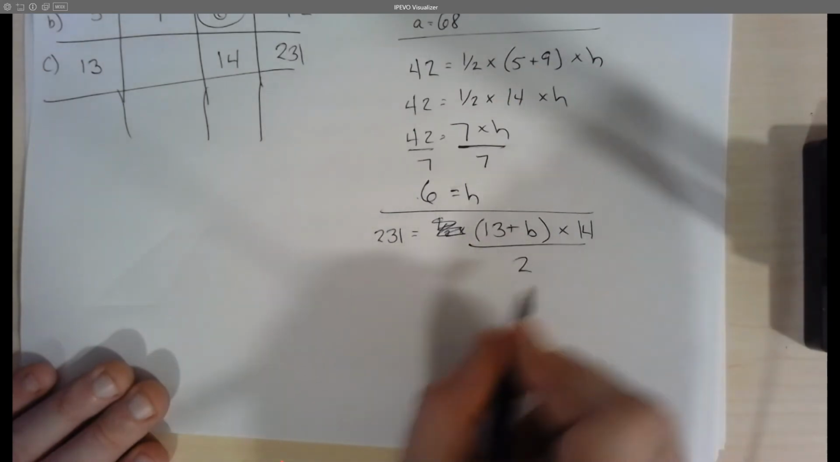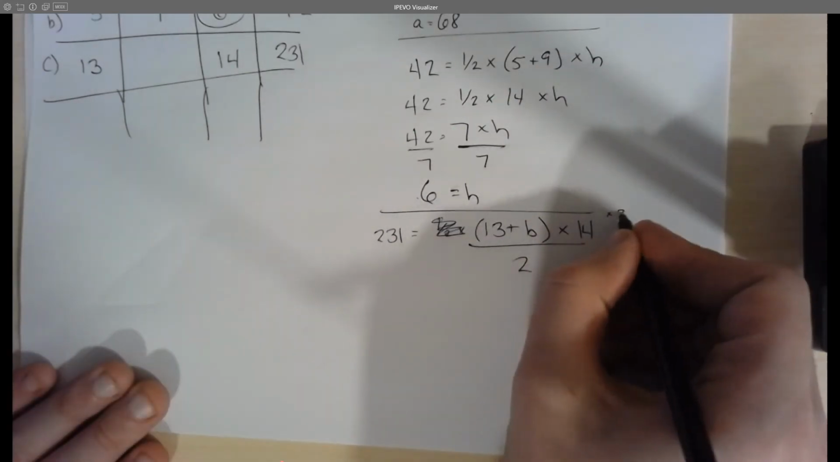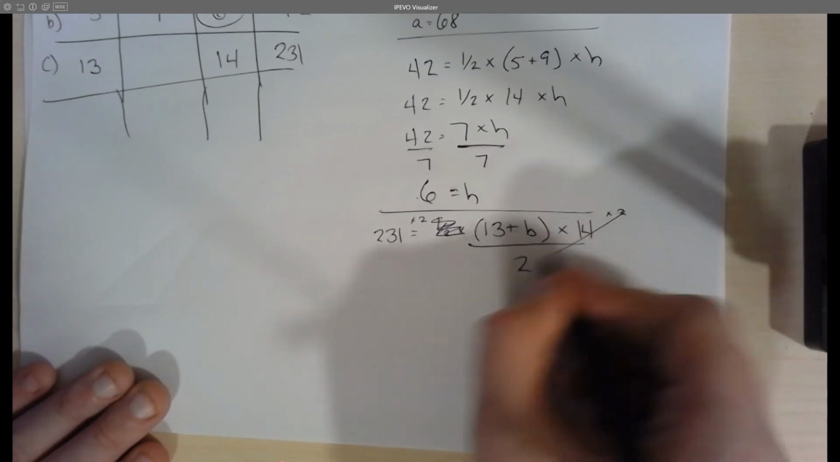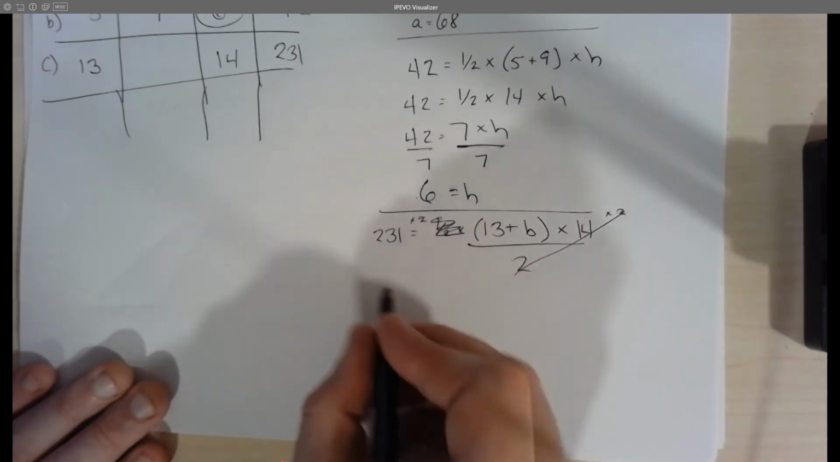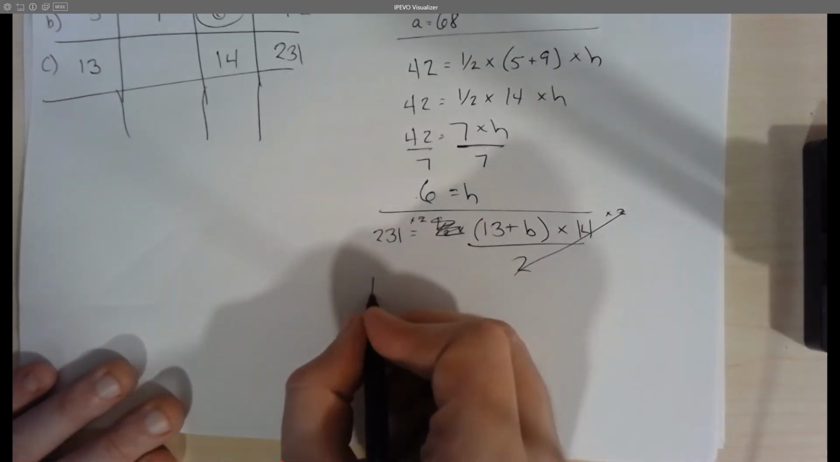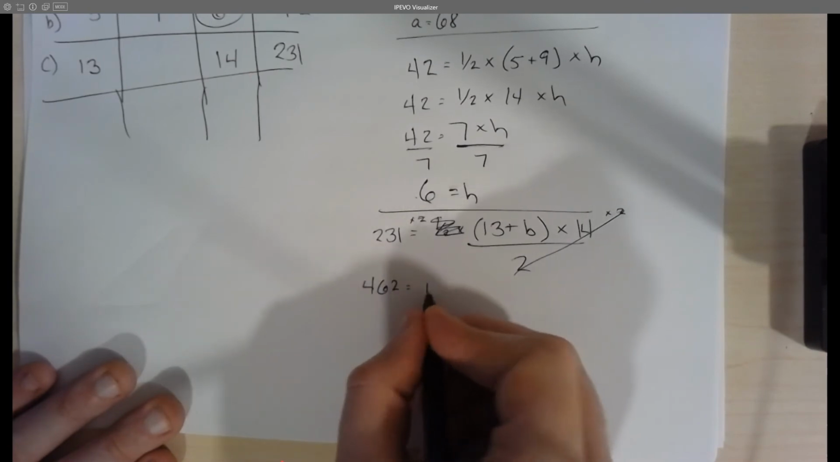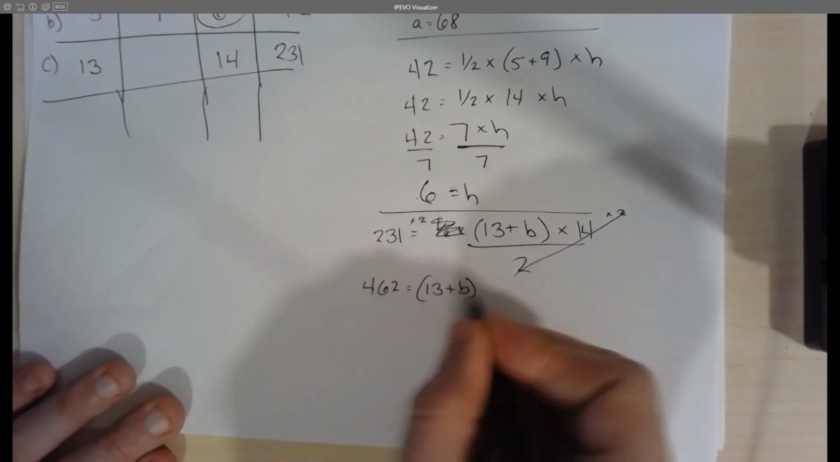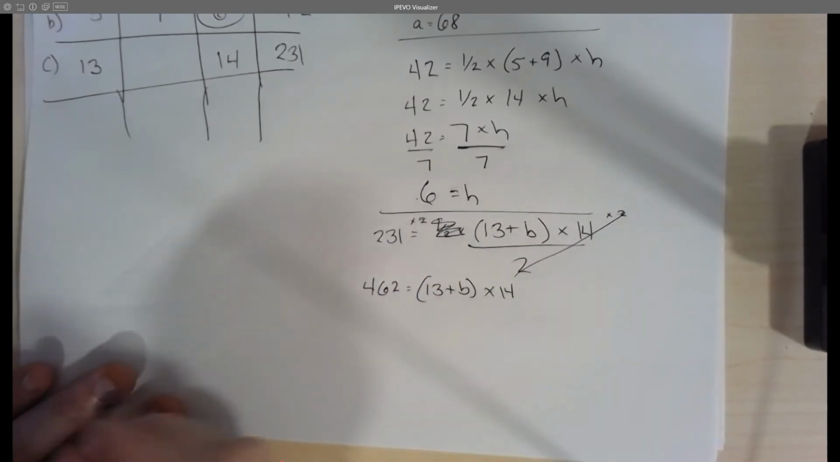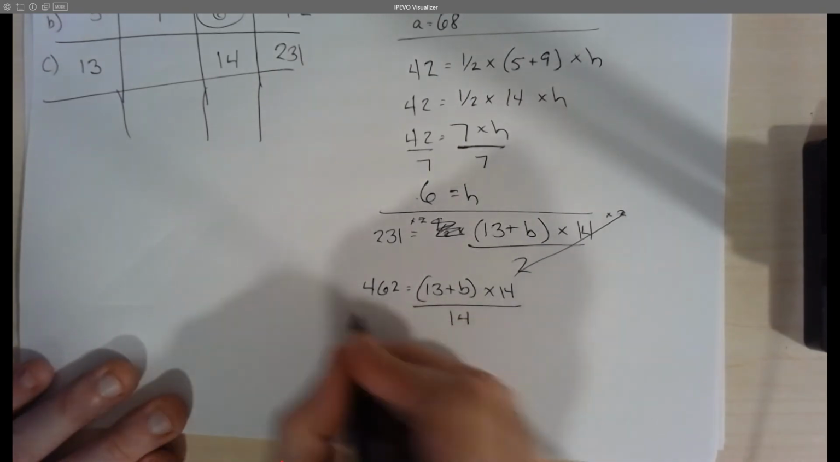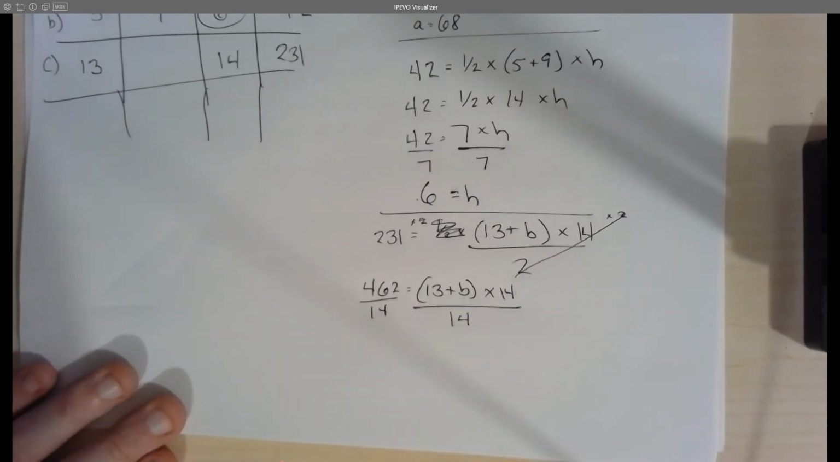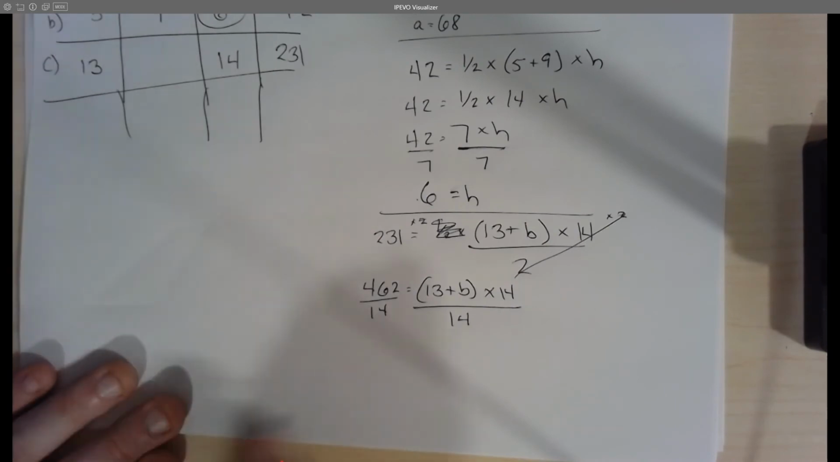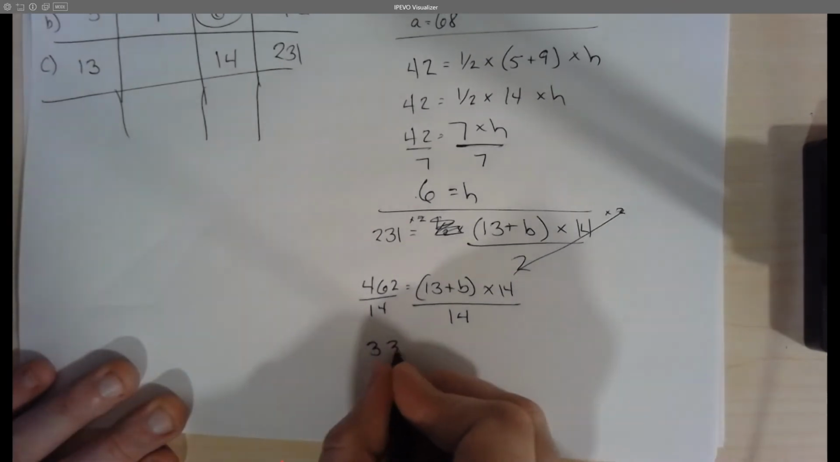The reason why I did divided by 2 is because I can start by doing a times 2 on both sides then. These cancel out. 231 times 2 is going to be 462. 462 equals 13 plus B times 14. Next step, divide both sides by 14 to get rid of that times 14. So 462 divided by 14 is going to be 33.